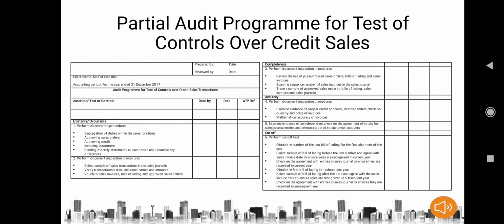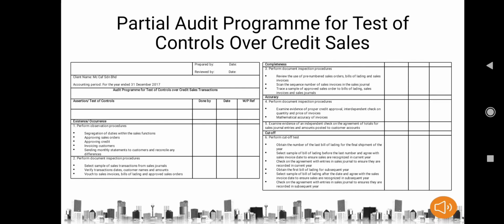Scan the sequence number of sales invoices in the sales journals and trace a sample of approved sales orders to the bill of lading, sales invoice, and sales journals. The third key point is accuracy. Perform document inspection procedures, for example, examine evidence of proper credit approval and an independent check on quantity and price.